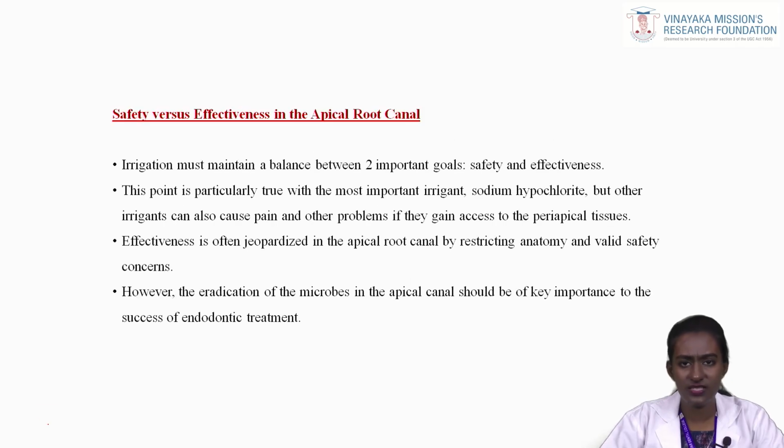Safety versus effectiveness in the apical root canal: irrigation must maintain two important goals. One is safety, and the second one is effectiveness. This point is particularly true for the most important irrigant, sodium hypochlorite, because the other irrigants can also cause pain or problems if they gain access to the periapical tissues.